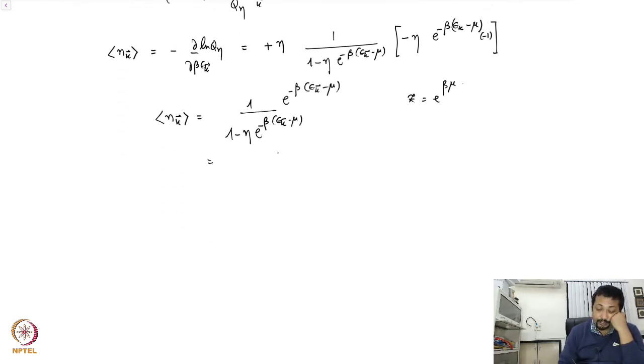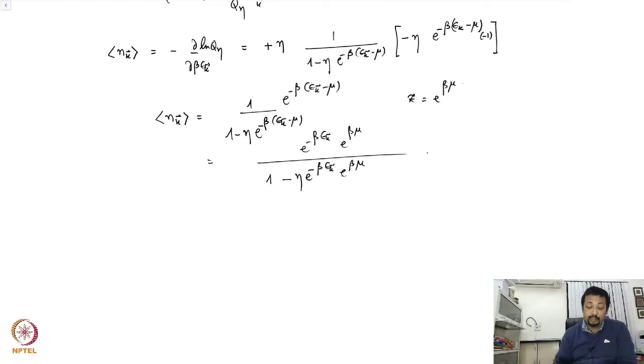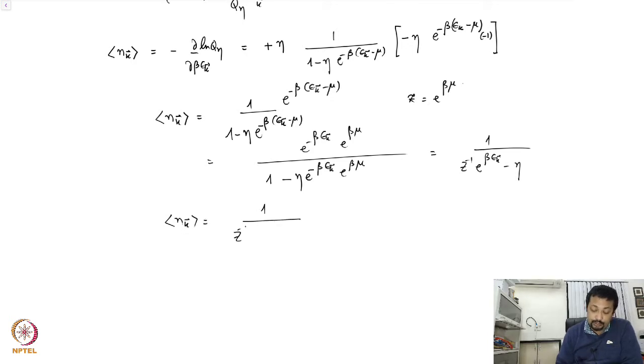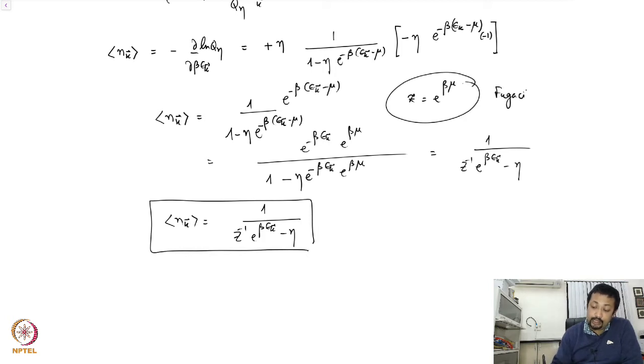Then I can rewrite this expression as minus beta epsilon k, e to the power beta mu. And here I have 1 minus beta epsilon k, beta epsilon, sorry, beta mu times eta. So that if I bring everything down, this becomes z inverse e to the power beta epsilon k minus eta. So this is your average occupation number, which is z inverse e to the power beta epsilon k minus eta. This quantity z is known as the fugacity.